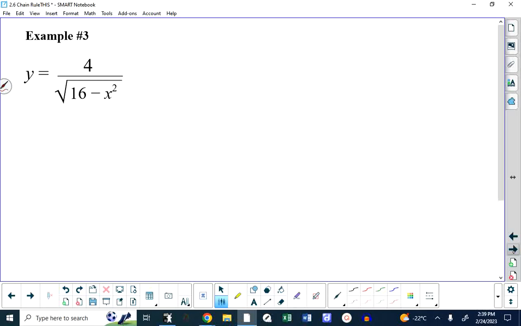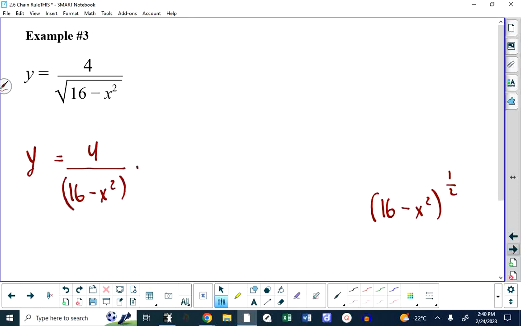Like this is something you wouldn't have a hope of differentiating. If you used the quotient rule, you would have to find the derivative of the bottom, and the bottom is this. Now, I'm going to recommend something here only because the top of this is a constant. We can avoid the quotient rule in this case because this is 4 over 16 minus x squared to the half. Why don't we just do this?